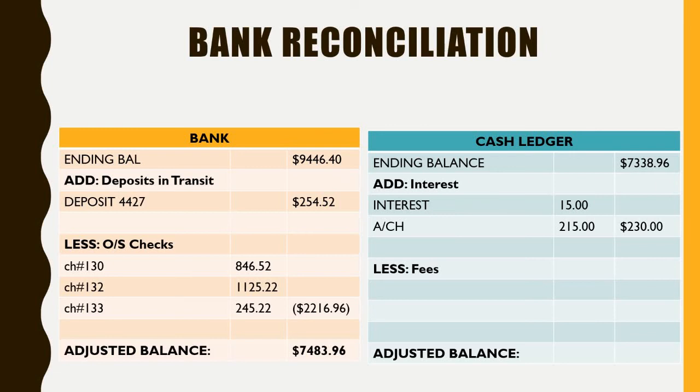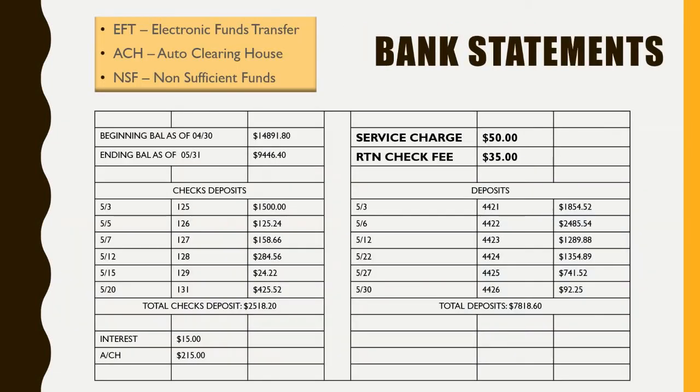Now I need to subtract any fees that the bank has charged me. In this case, I have two charges here. I have a service charge of $50, okay? And I have a return check fee. That means either I wrote a check that was returned, or someone wrote a check to me and it bounced. So I got a return check fee, which charged me a total of $35, okay?